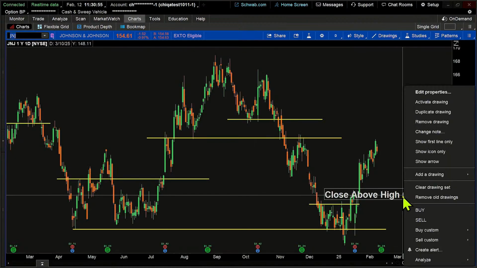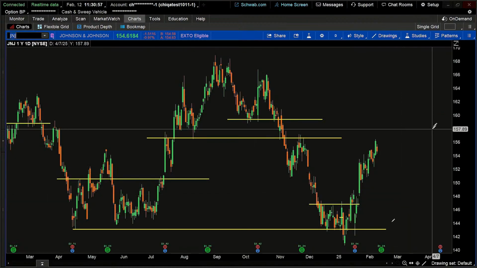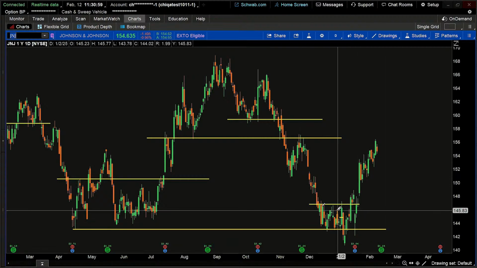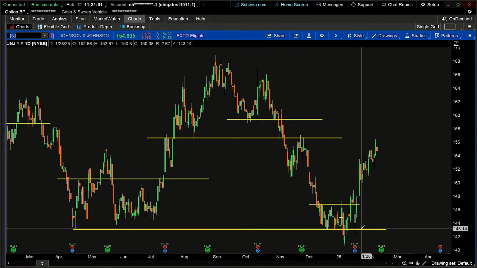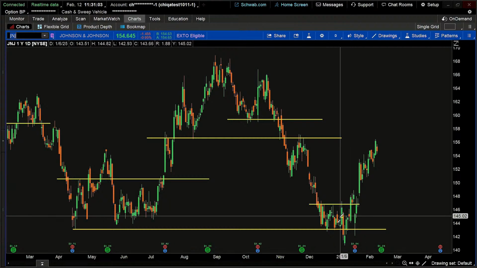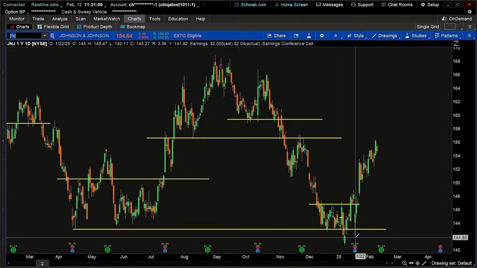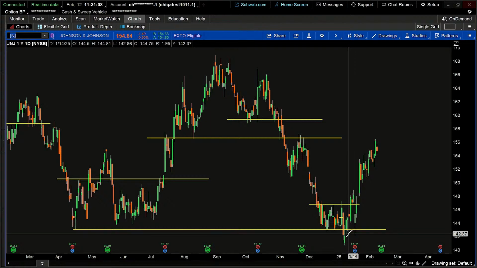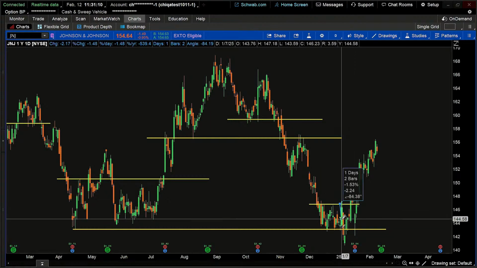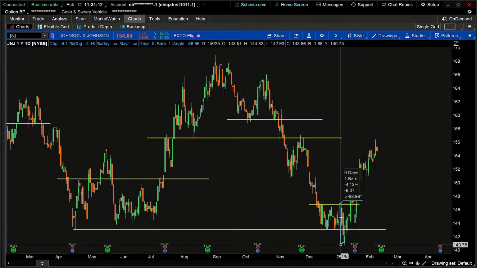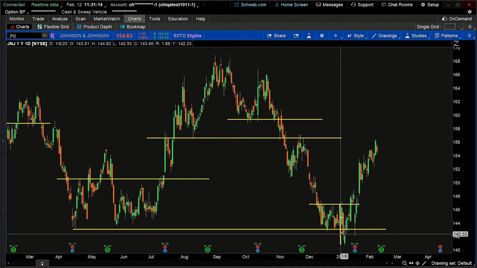So let me remove that one right there. What I noticed is that we had kind of this inverted head and shoulders pattern down here. And even if we were going to take this as an attenuated move, I might take that high to the low and then just duplicate this.